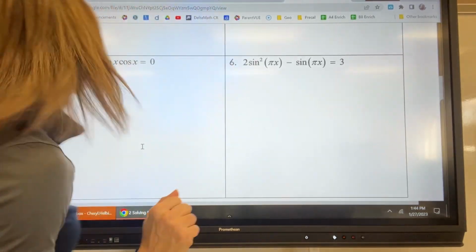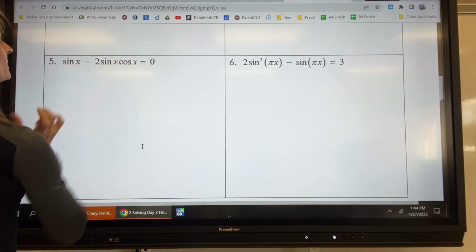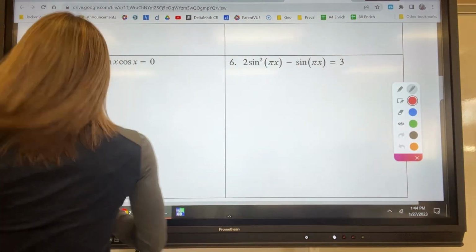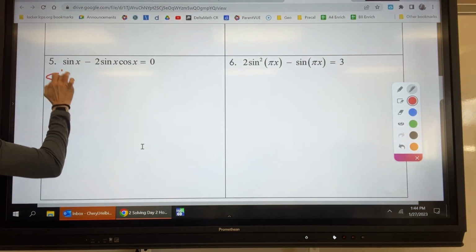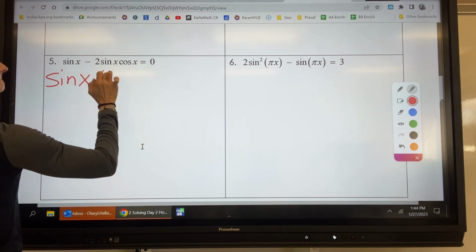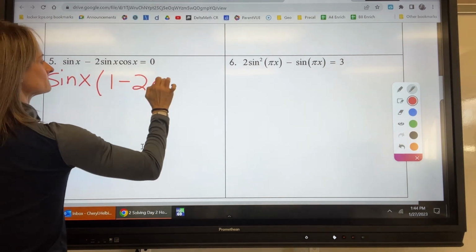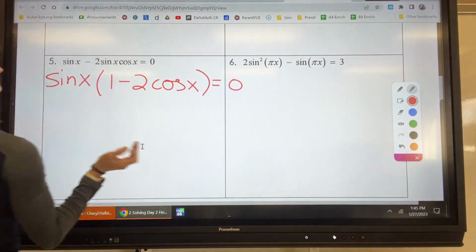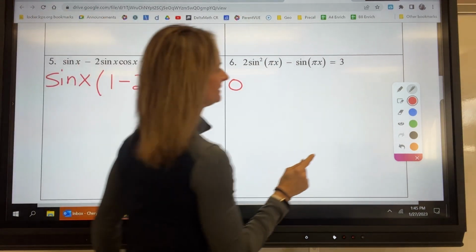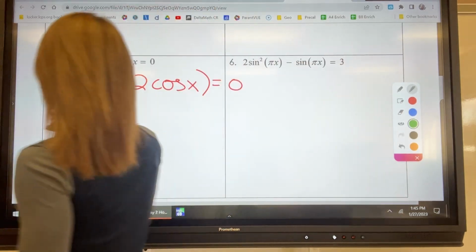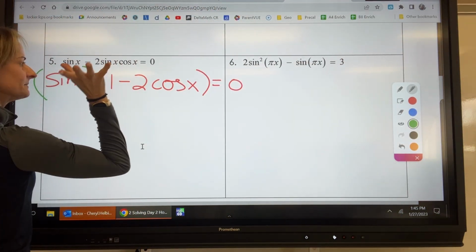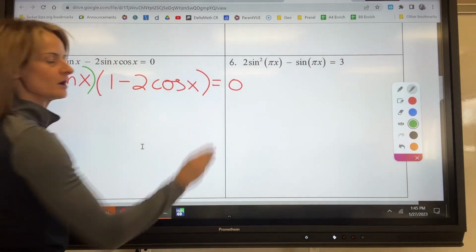All right, problem 5. Each of these terms has a sign, so we are going to factor out a sign. Now we have 2 factors, and I didn't put a parentheses around this one, but I'll just show you. That's a number times a number equals 0.